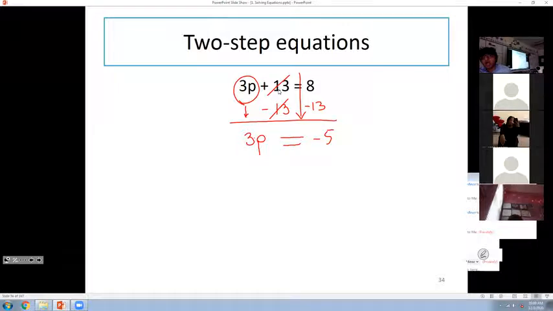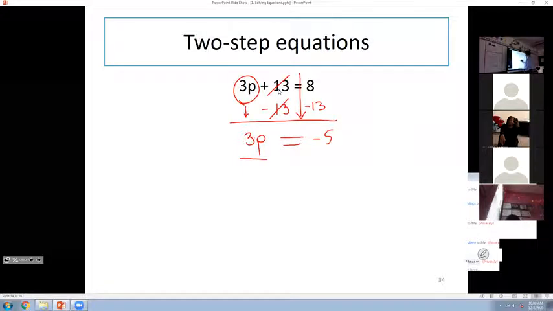So how can we take away 3 from p? We always do inverse operations to take away the numbers. And Desmond said you are supposed to divide it. Kian, do you think she is right? Yes. Desmond is absolutely right.